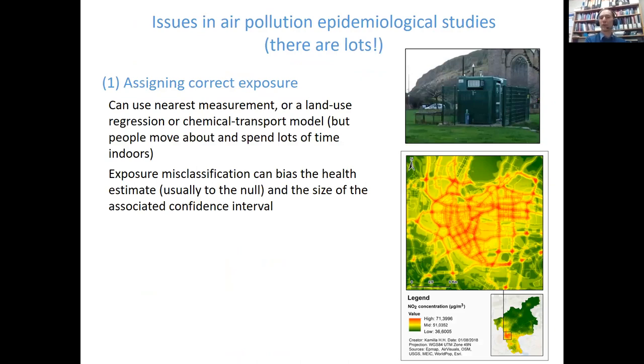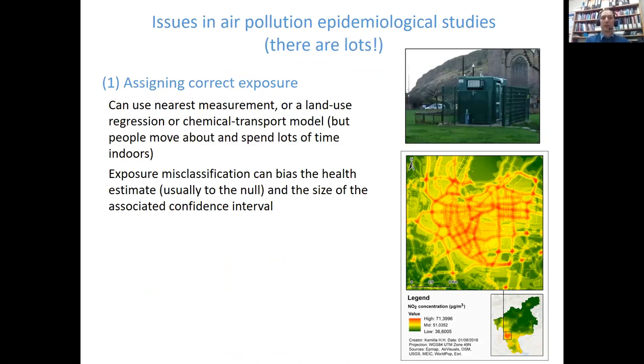So I'm just going to run through some of those, starting with the issue of assigning the correct exposure to start with. Typically, in these sorts of studies, you may use the nearest measurement of an air pollutant as the measure of that person's exposure. That top picture there, for example, is the air pollution monitoring site in the centre of Edinburgh. Or you might be able to use some sort of model, a chemical transport model or a land use regression model, to try and infer some more spatial patterns in the air pollution exposure, as illustrated by the map down at the bottom of the diagram, which is an example air pollution map for nitrogen dioxide for Guangzhou in China, for example. But it's very difficult to validate these models. Are they correct to begin with?